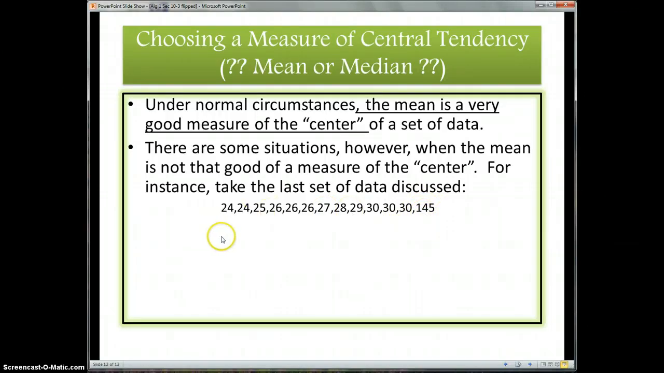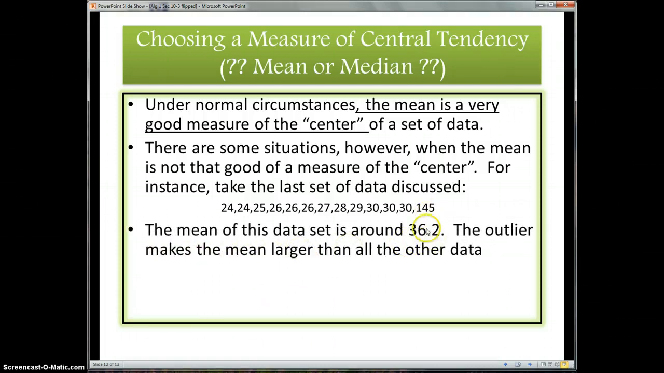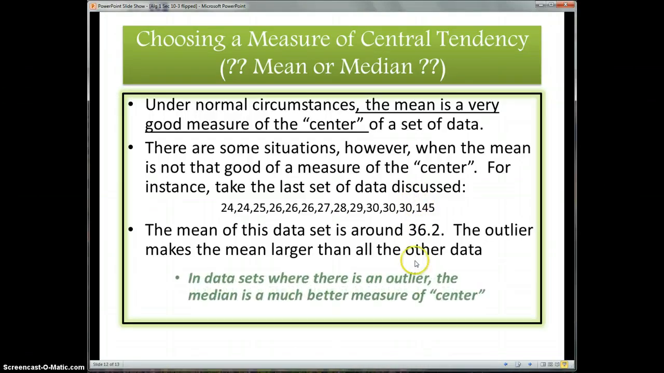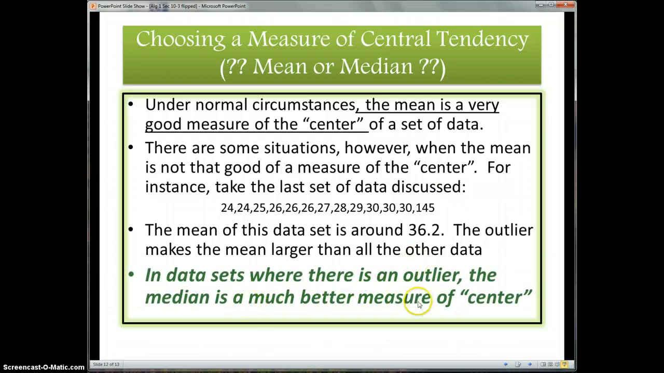If we find the mean of this data, the mean is 36.2 or something real close to 36.2. Well, most of this data is between 24 and 30. But the mean is 36.2, which puts it above most of it. It puts it out in here. So we don't feel like that is that good of a measure of the center of the data. In this case, a median is a much better measure of center because this outlier really affects the mean a lot. It doesn't affect the median. The median's still going to be right in the middle somewhere in here.